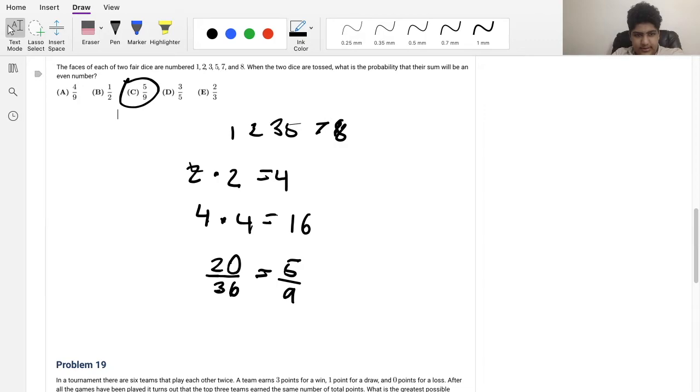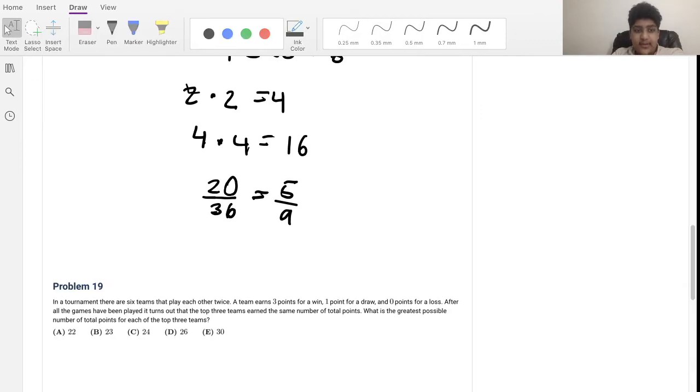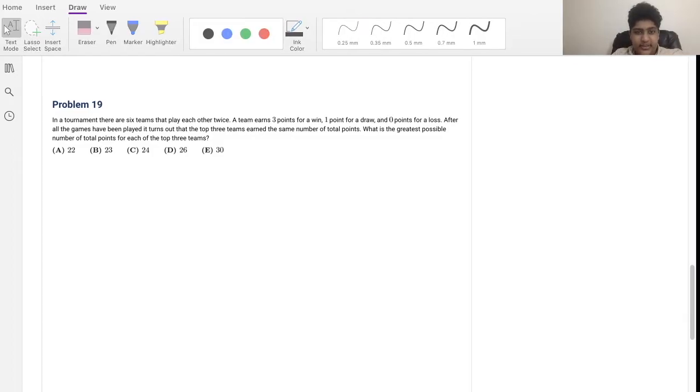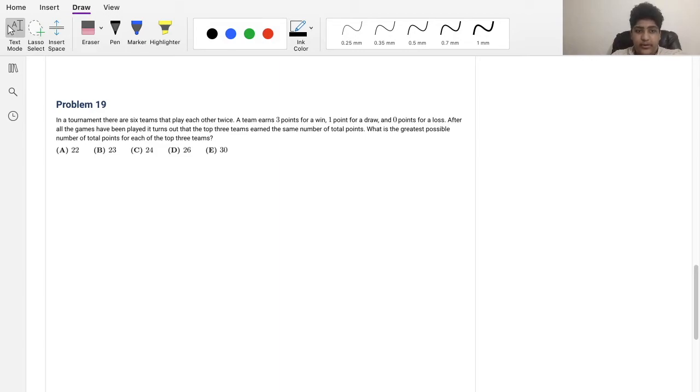Problem number 19. In a tournament, there are 6 teams that play each other twice. A team earns 3 points for a win, 1 point for a draw, and 0 points for a loss. After all the games have been played, it turns out that the top 3 teams earn the same number of total points. What is the greatest possible number of total points for each of the 3 top teams?